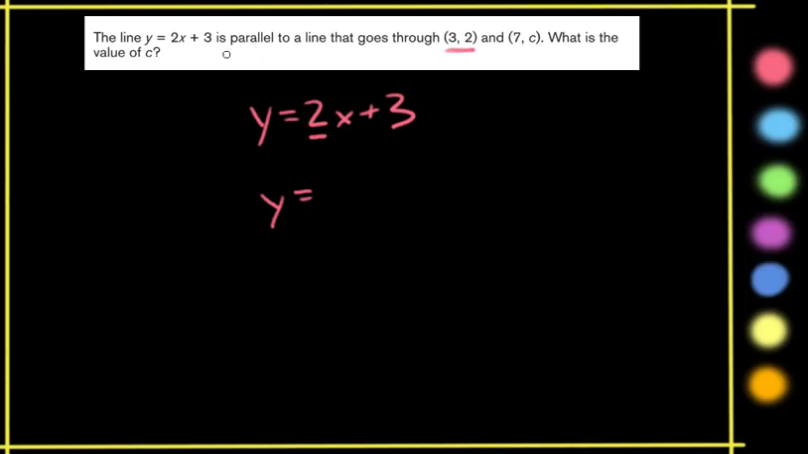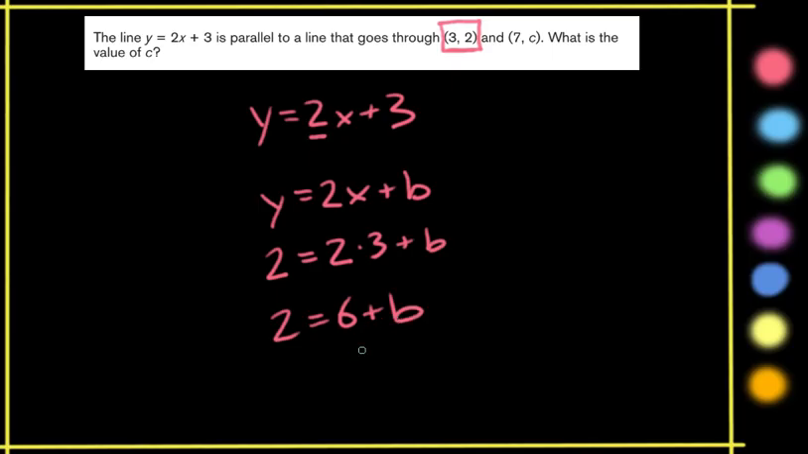So this line that's parallel to it is going to be y equals 2x plus something, some b value. And we don't know what that something is yet, but we know that that line goes through this point, 3, 2. So we can plug 3 and 2 in here. And let's see, so y is 2, and that equals 2 times x, which is 3, plus b. So if we solve for this, that's 2 equals 6 plus b, and then b equals -4.